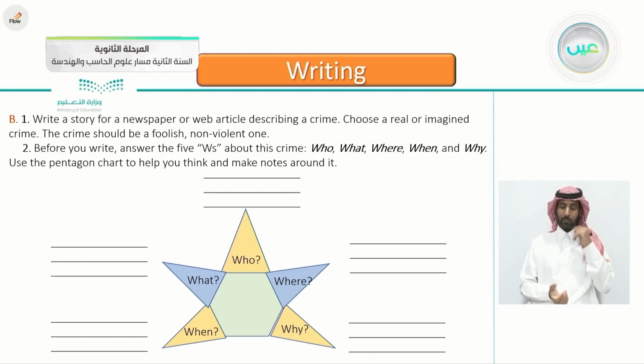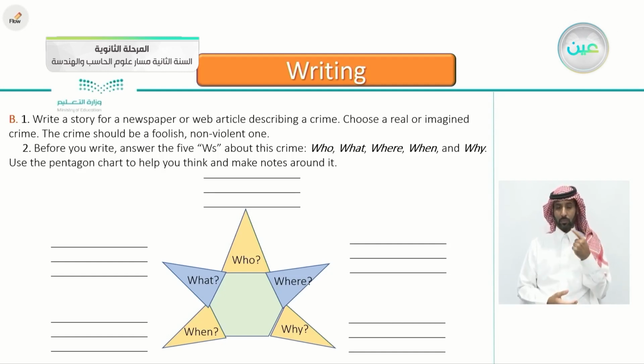Before you write, answer the 5 W's about this crime. Of course, the 5 W's are who, what, where, when, and why. Use the Pentagon chart here to help you and think and make notes around it. So this is the chart that will help you, and try to find the 5 W's here. This is the who, where, why, what, and when. Again, answer the 5 W's about the crime.